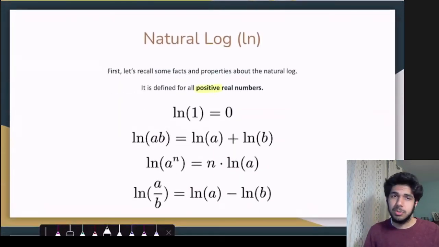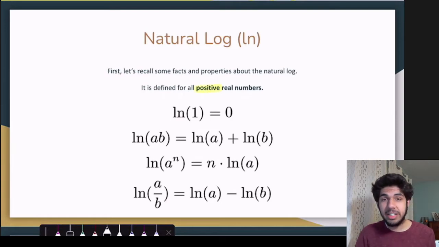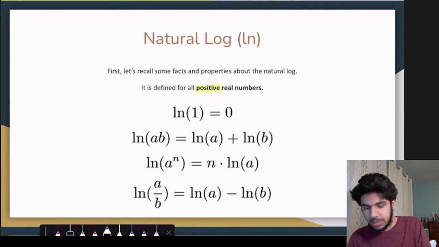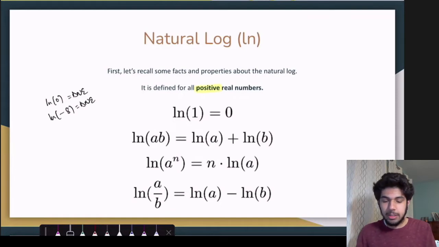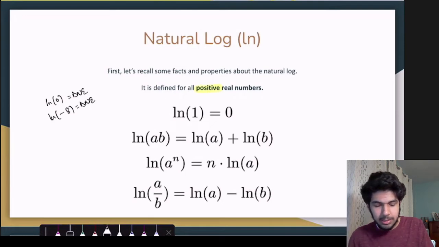Just a brief review about what the natural log is. We'll recall some basic facts and properties about the natural log. Remember that it's defined for all positive real numbers. So ln of 0 does not exist. ln of negative 8 also does not exist. Any negative value we can't plug into the natural log, and same thing with 0. So we have ln of 1 equal to 0, and the way we can think about this is e to the power of 0 equals 1.